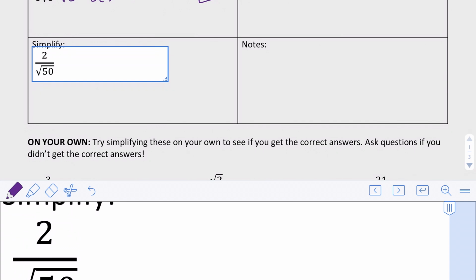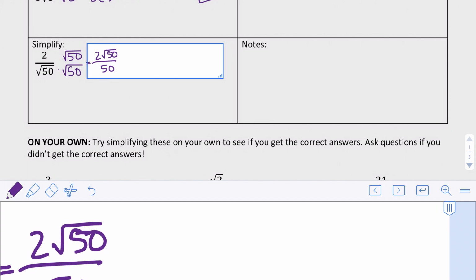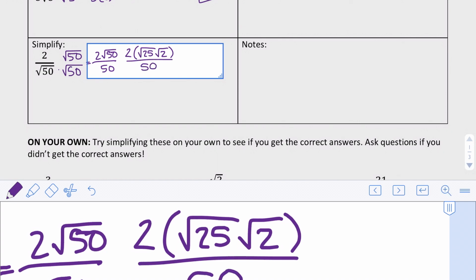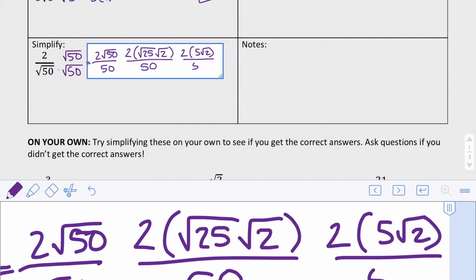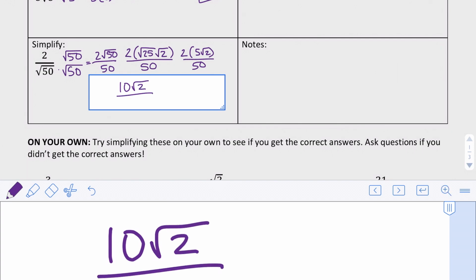All right, and then the last one here, again, hopefully you are catching on. We're going to multiply by radical 50. So we've got 2 radical 50 over 50. Can I simplify radical 50? Can we think of a perfect square that goes into it? Yes. So I think of radical 25, because 50 is 25 times 2. So that would be 2 times 5 radical 2 over 50. I can multiply the 2 times the 5, which is 10 radical 2 over 50.